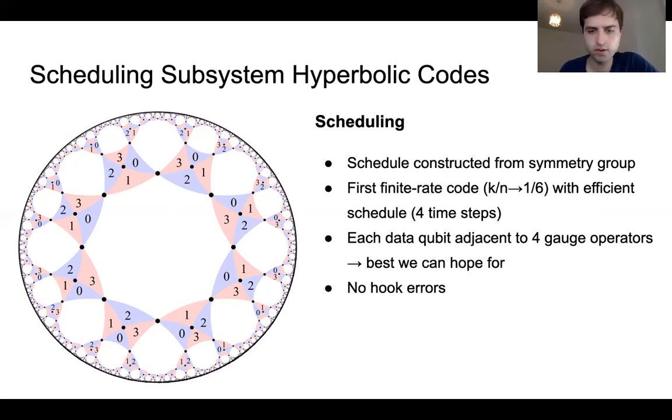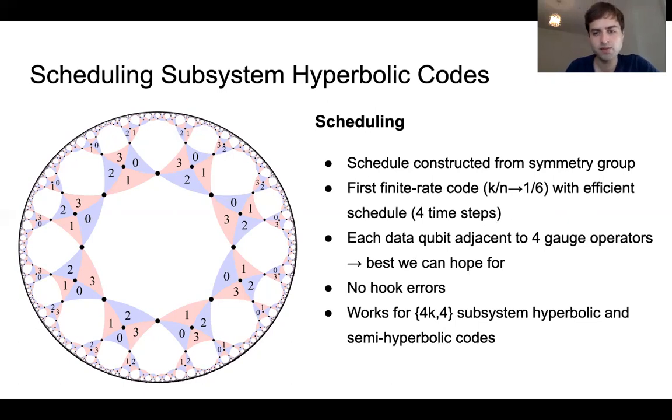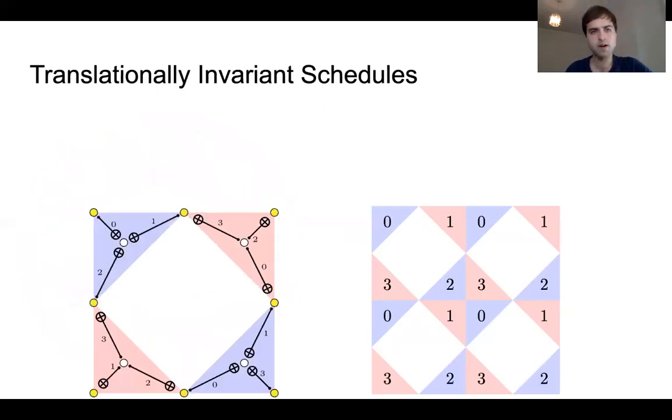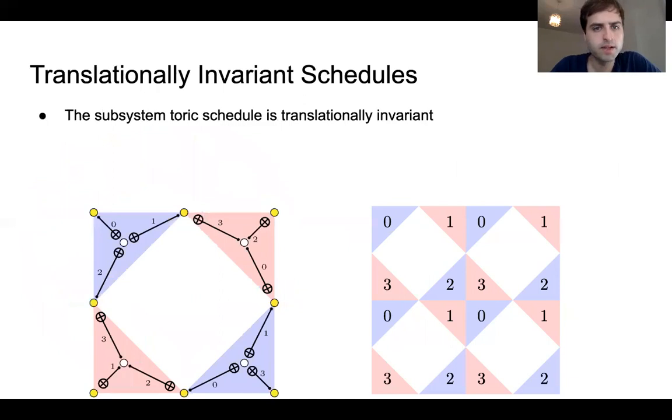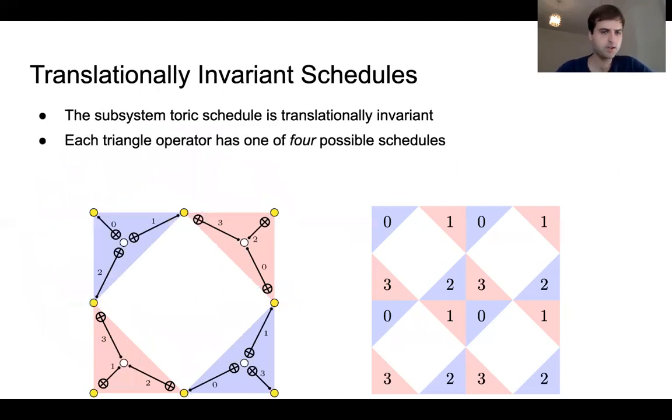And also, as discussed before, there are no hook errors because of the weight 3 gauge operators. This schedule works for various families of subsystem hyperbolic and semi-hyperbolic codes. So I'll now explain how that works. To do that, let's first recap the schedule for the subsystem toric code. It's a translationally invariant schedule, so we just define it within one unit cell.